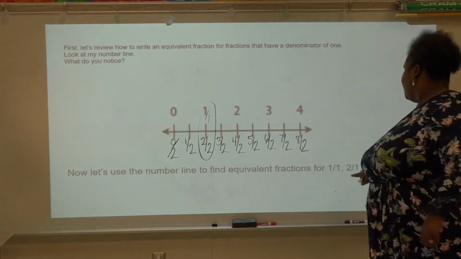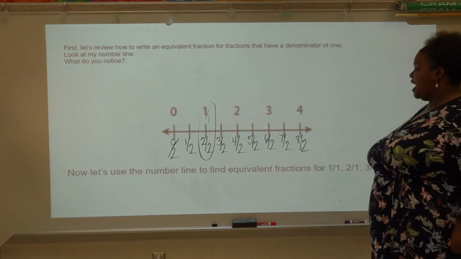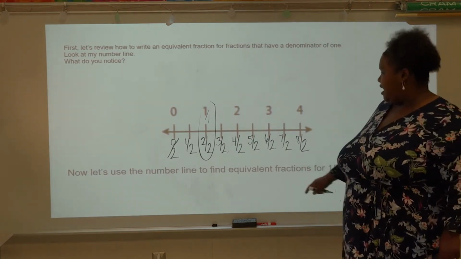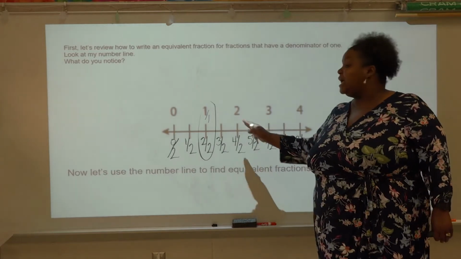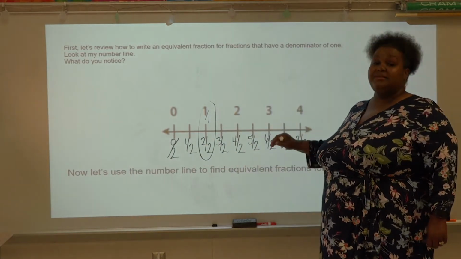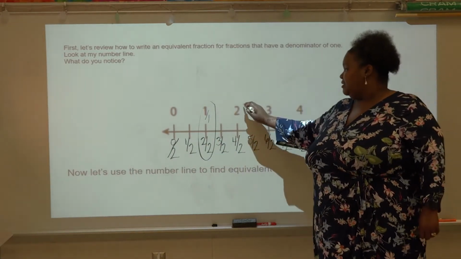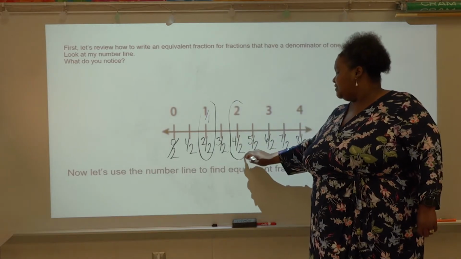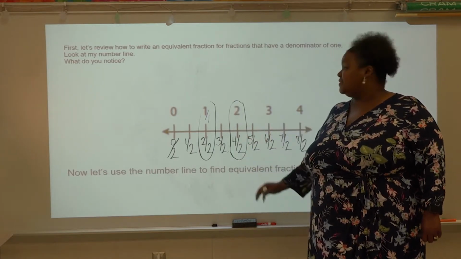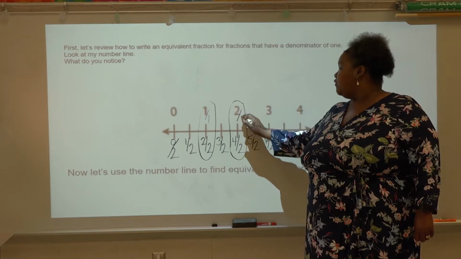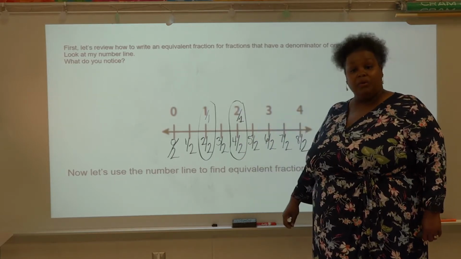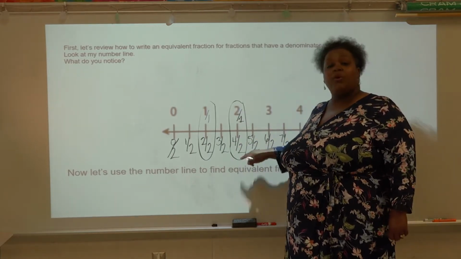All right, for 2 over 1, let's find our equivalent fraction. I have to find it on the number line. It's going to be the same distance from the 0. And as I see the 2, it's the same as 4 halves. So 2 over 1, 2 wholes, is the same as 4 halves.